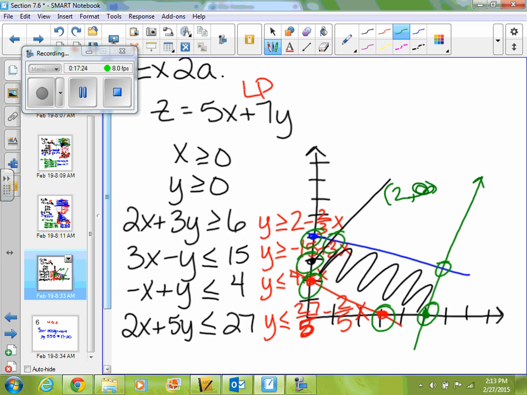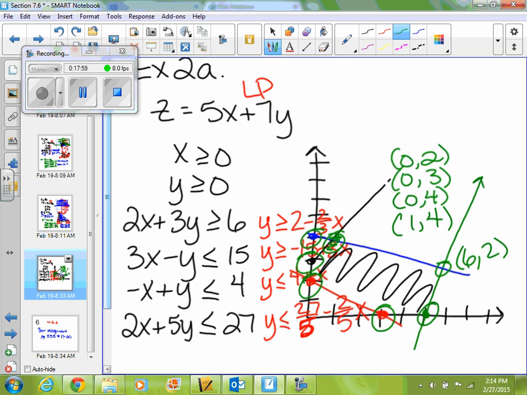So I see one of my points is 0, 2. That's this one down here. If I keep going up my y-axis, I also have 0, 3 and 0, 4. Then if I go up, I see that one of my lines crosses at 1, 4. That's this point right here. If I keep going, 1, 2, 3, 4, 5, 6, 6, 2 is another one of my points. 5, 0 is a point, and 3, 0 is a point.